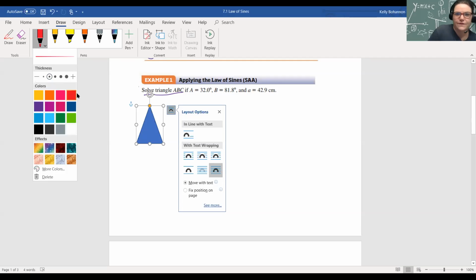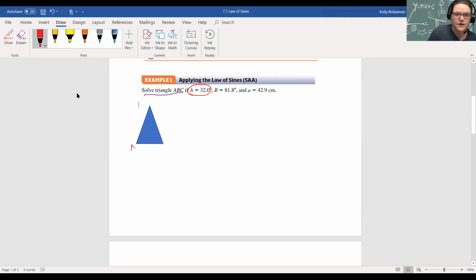So now it says A is 32, so we'll say this is A.